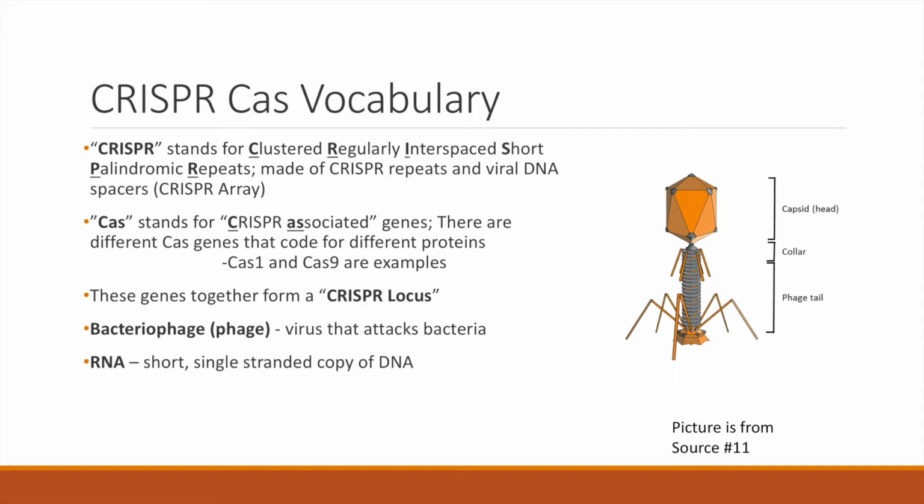When you find them in the genome, the CRISPR itself is made up of the repeats and then viral DNA spacers, which forms the CRISPR array. The word Cas stands for CRISPR-associated genes, so the different genes that encode for the different Cas9 enzymes, such as Cas1 or Cas9. Recently, there's a new enzyme that a lab in UC Berkeley made called Cas9X. These genes together will form a CRISPR locus.